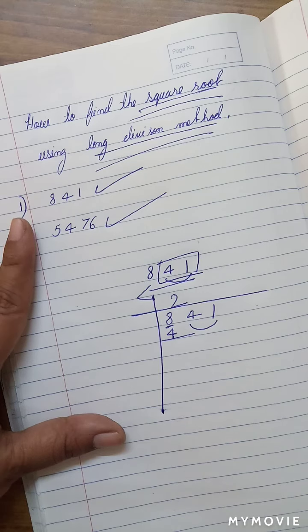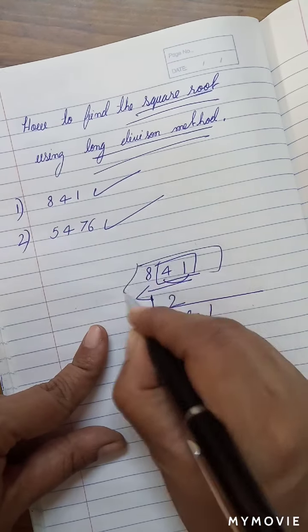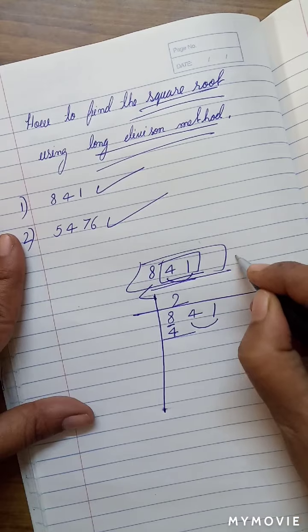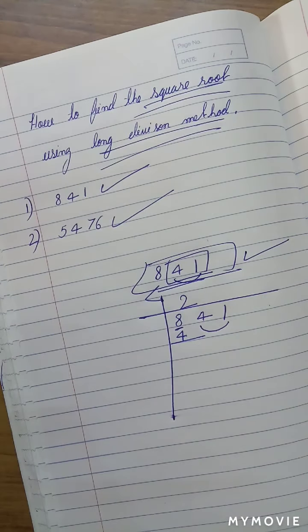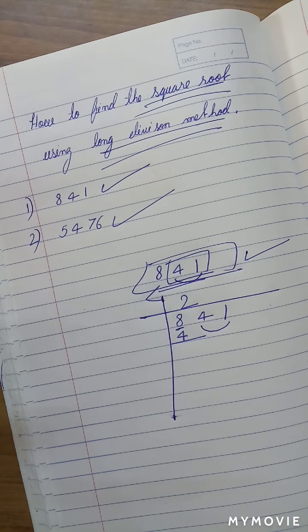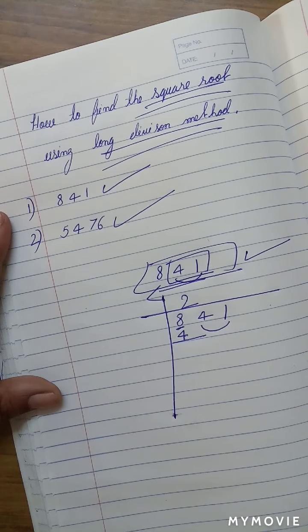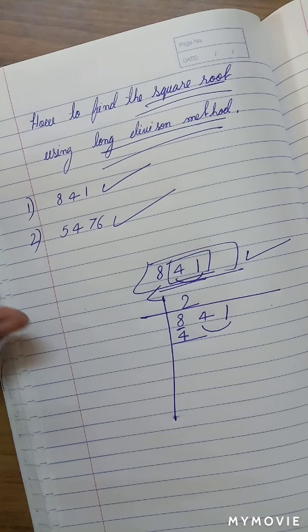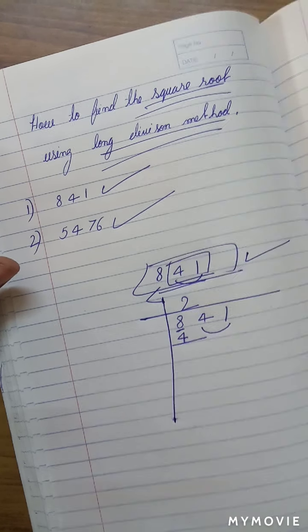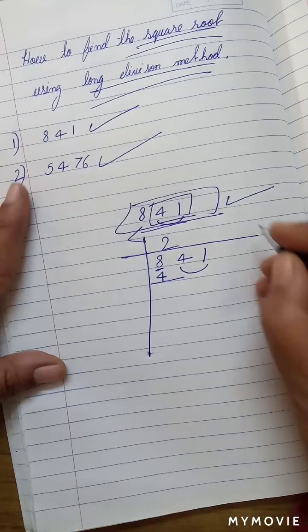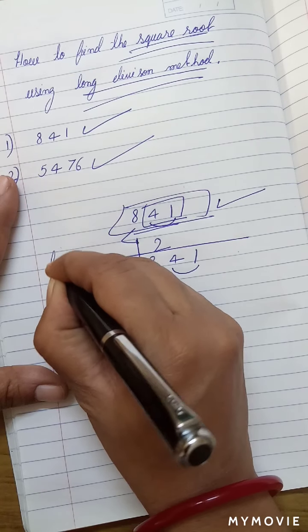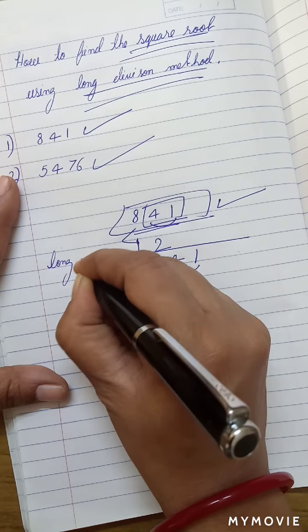I repeat the step. This is the number 841, and we want to know the square root of 841. Which means there's a number that has been squared and we have got 841. We want to know what that number is. So we are doing this long division. This is called the long division method.